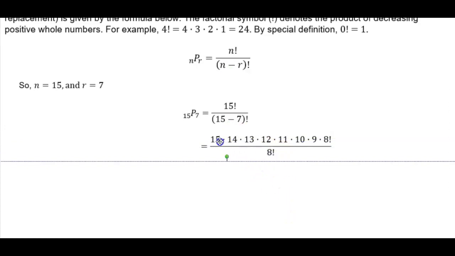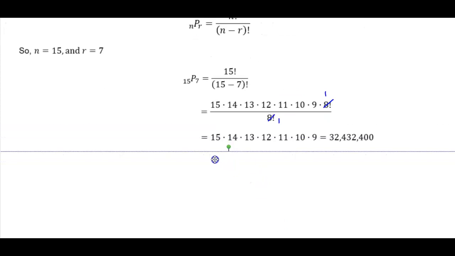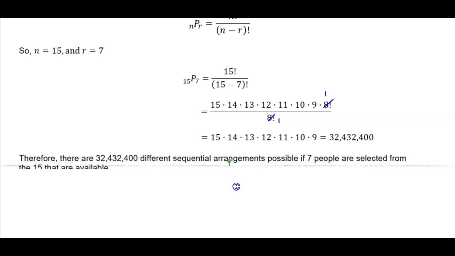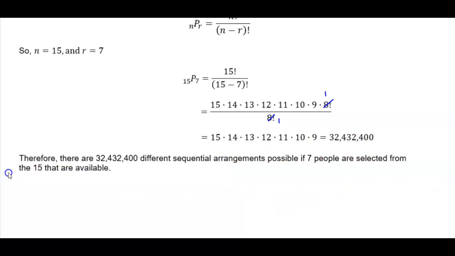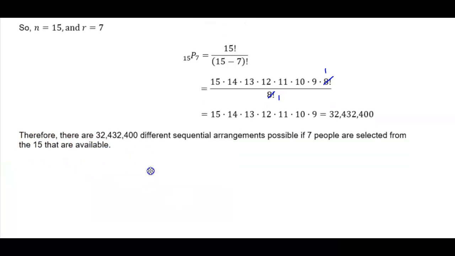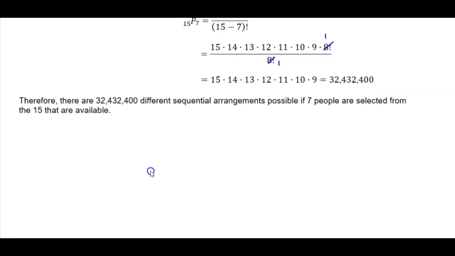And then we have 15 times 14 times 13 times 12 times 11 times 10 times 9 times 8 factorial. So that means we can simplify the 8 factorial, and therefore we end up getting 15 times 14 times 13 times 12 times 11 times 10 times 9, which gives us 32,432,400. So therefore, there are 32,432,400 different sequential arrangements possible if 7 people are selected from the 15 that are available.